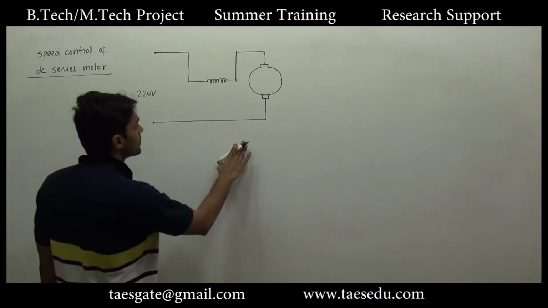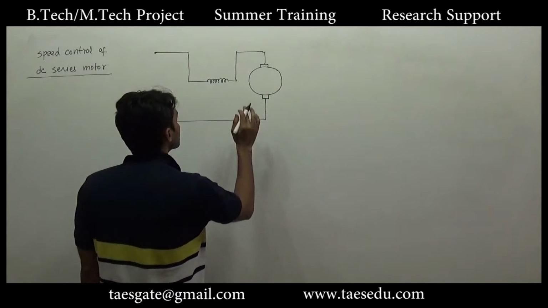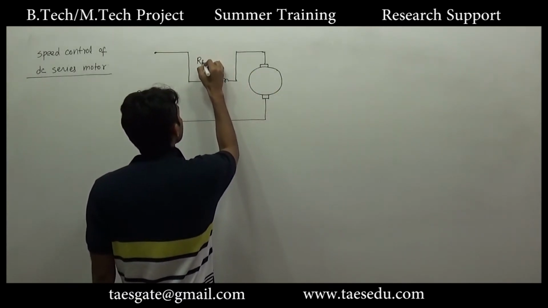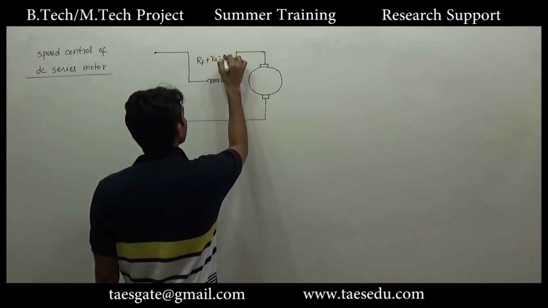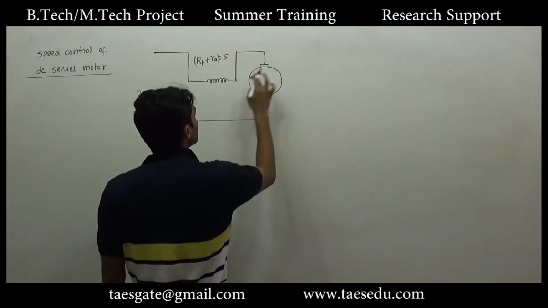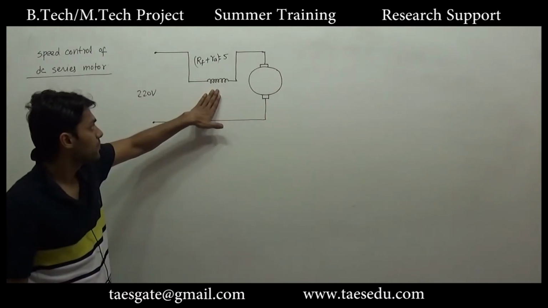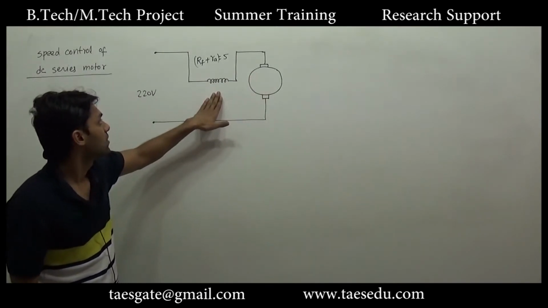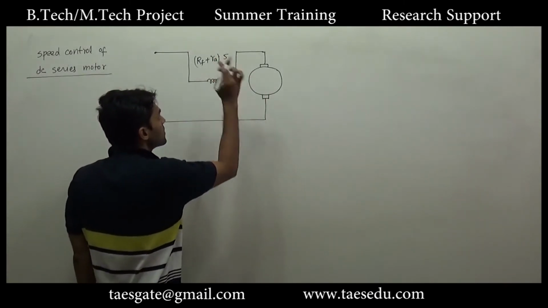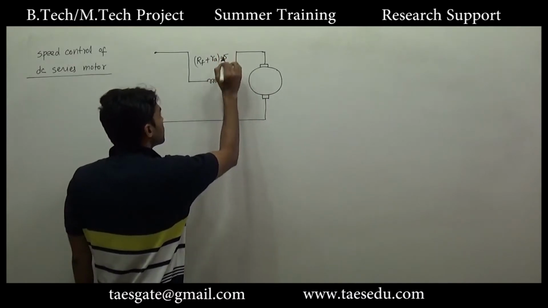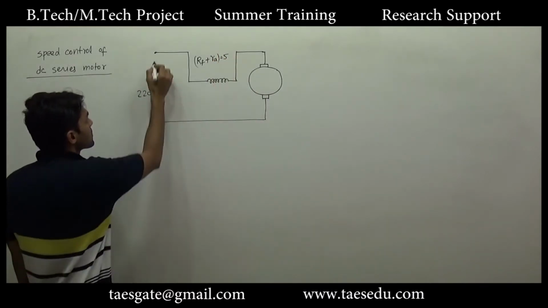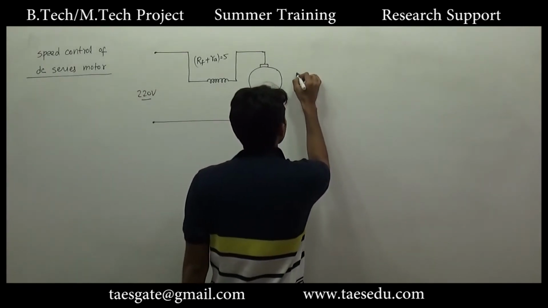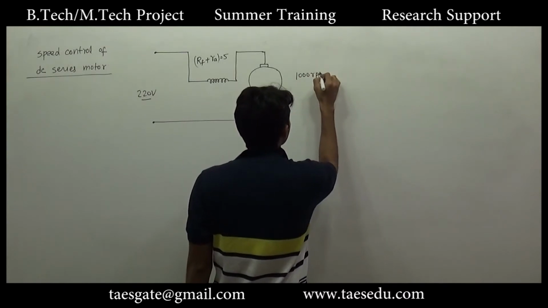Suppose this is a DC series motor where field resistance plus armature resistance equals 5 ohm. Since the field winding is connected in series with the armature winding, we can combine field resistance and armature resistance, and let's say this is 5 ohm. This DC series motor is connected to a 220 volt supply, and it is running at 1000 RPM.